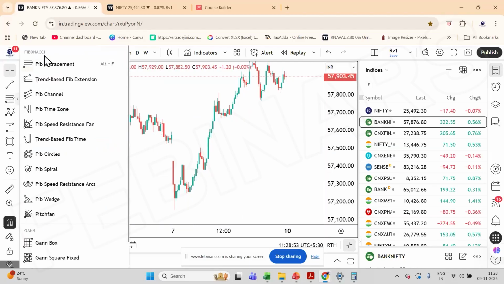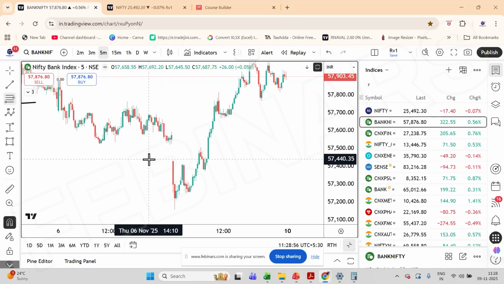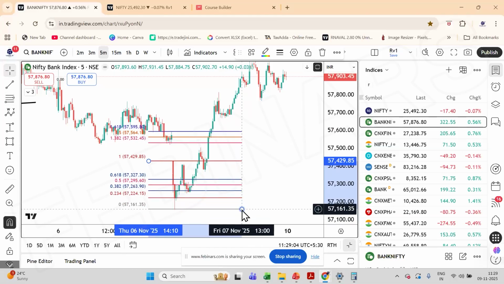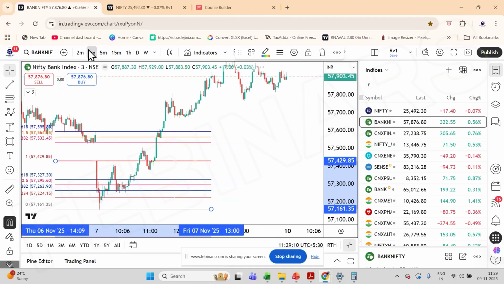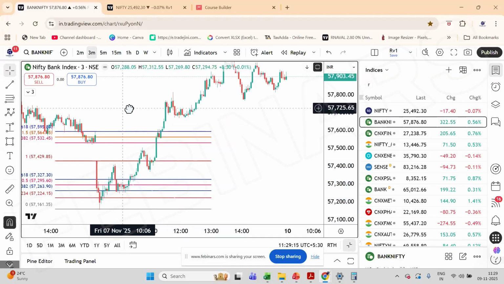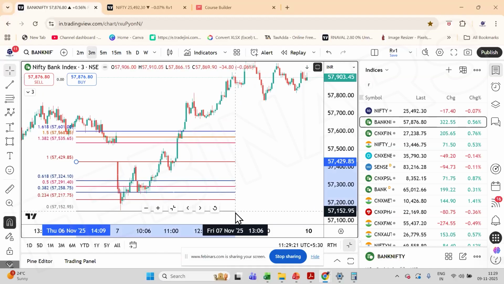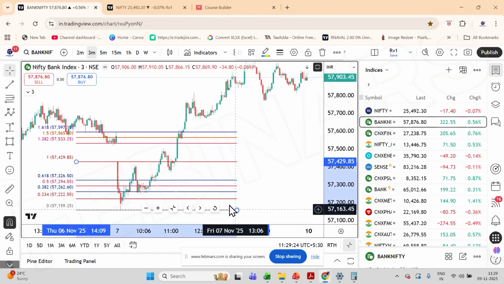Well, other parameters have to be used in conjunction with Fibonacci. It's not only Fibonacci which will give you the reversal patterns. So this is a Bank Nifty chart. The start of the trend as well as the end of the trend is marked. From here you can see the reversal at 38.2, where it has been holding.